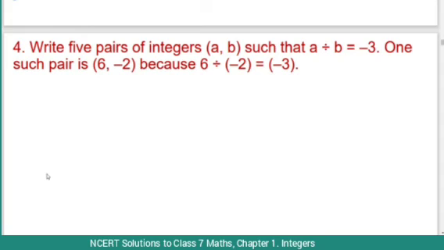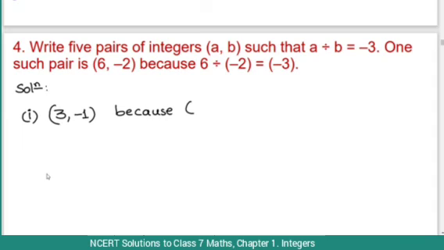Fourth question, write 5 pairs of integers a comma b such that a divided by b is equal to minus 3. One such pair is 6 comma minus 2 because 6 divided by minus 2 is equal to minus 3. Solution, so 5 pairs are asked, then 3 comma minus 1 because 3 divided by minus 1 is equal to minus 3.